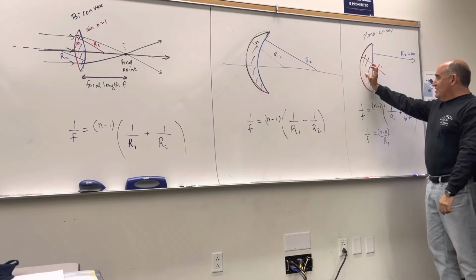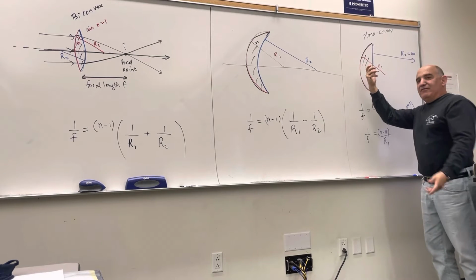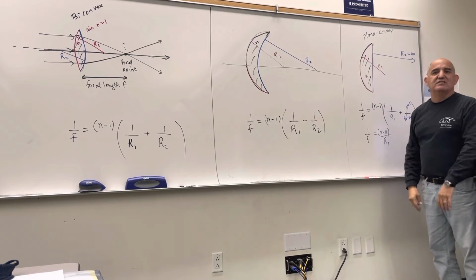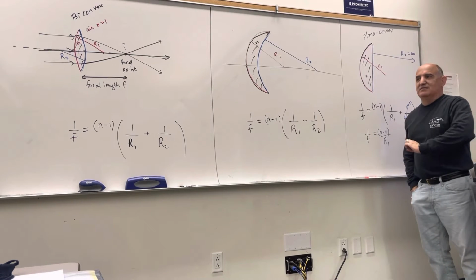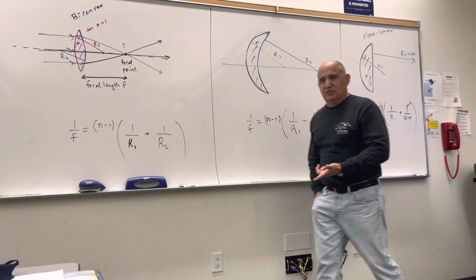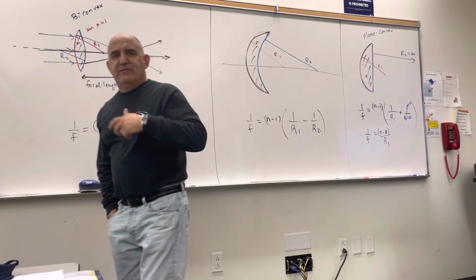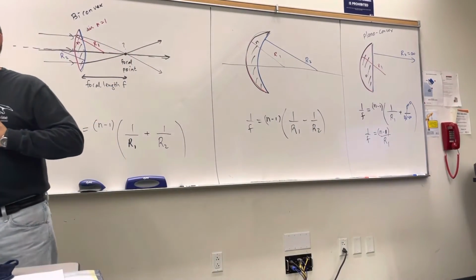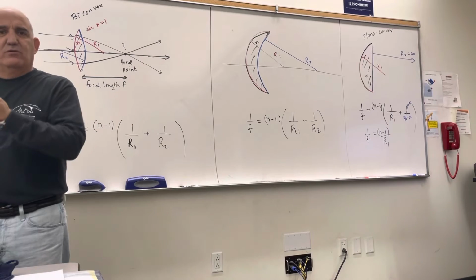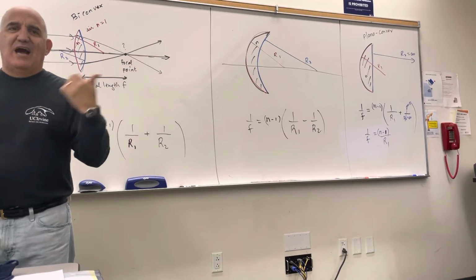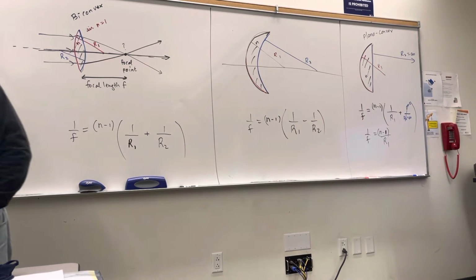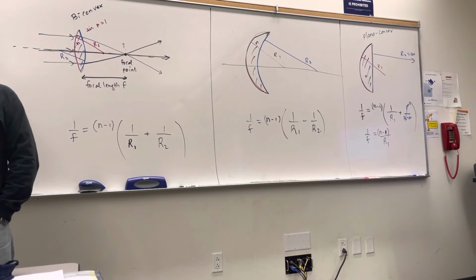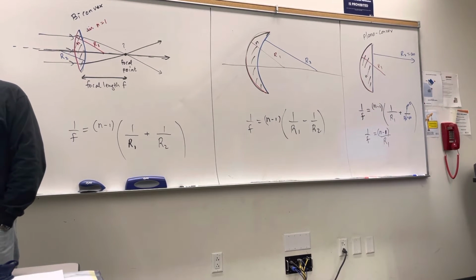Suppose you take this lens and flip it around and then send the light in. The focal length is in the same spot. So it doesn't matter which face the light hits first. That was one of the purposes of that. It doesn't matter which side of the lens the light hits first. Okay.